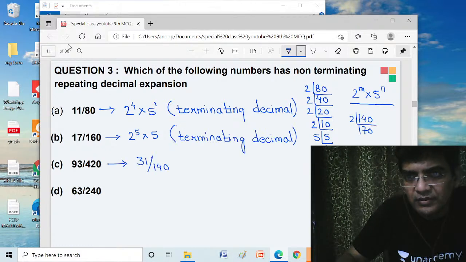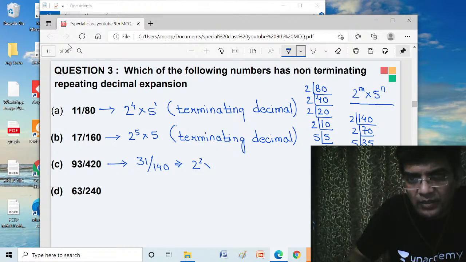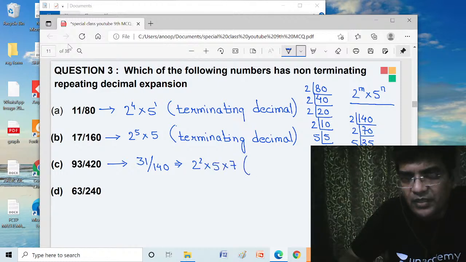140 is 2, 70, 2, 35, 5, 7. So here you can see the denominator can be written in which form? 2 square into 5 along with 7. Now see, if the denominator is not in this form, if it contains any other prime number, then this cannot be a terminating decimal. So this will be non-terminating.